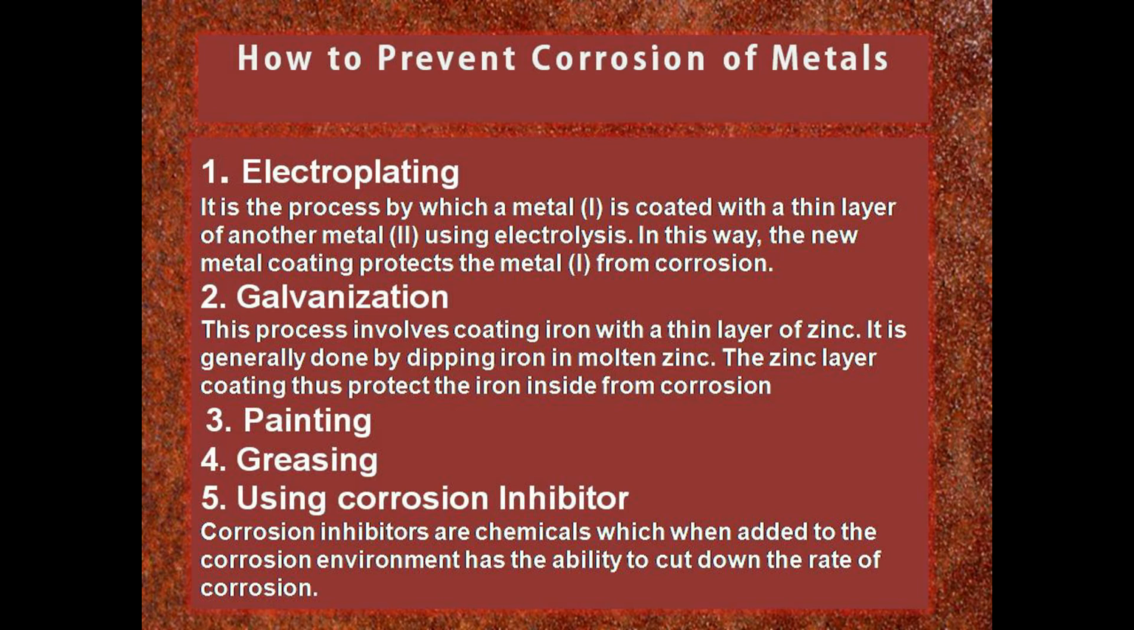Now, painting, it's very simple, we all know. Greasing, it's also very simple. Using a corrosion inhibitor. What is a corrosion inhibitor? These are chemicals that cut the moisture content or oxygen, or we can say that they act as a layer between your metal and the environment. So it helps to prevent corrosion.